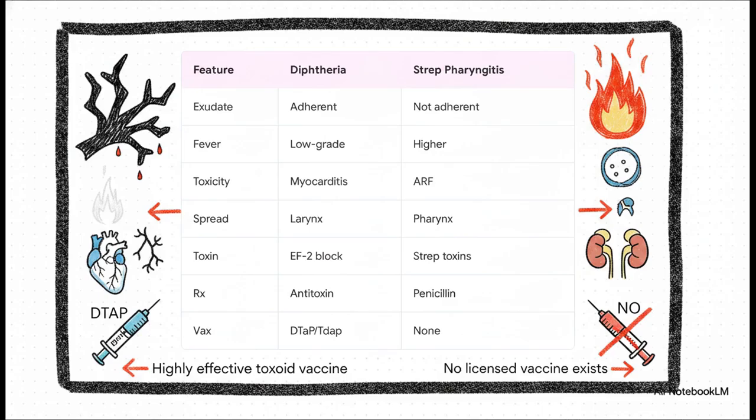It's amazing how perfectly these two pathogens contrast. On one side, you've got the firmly adherent, bleeding pseudomembrane, the downward spread, and the low-grade fever of diphtheria. On the other side, the easily removed exudate, localized spread, and high fever of strep. You can clearly see the direct toxin-mediated myocarditis and neuropathy of diphtheria stacked up against the post-streptococcal complications of strep. Oh, and notice the vaccine difference too. We have a highly effective toxoid vaccine for diphtheria in the DTaP or Tdap shots, but there's no licensed vaccine for strep at all. This table right here is your ultimate high-yield clinical anchor.